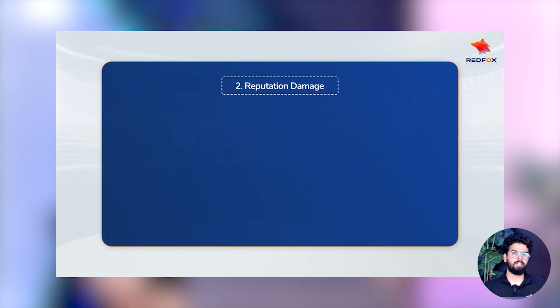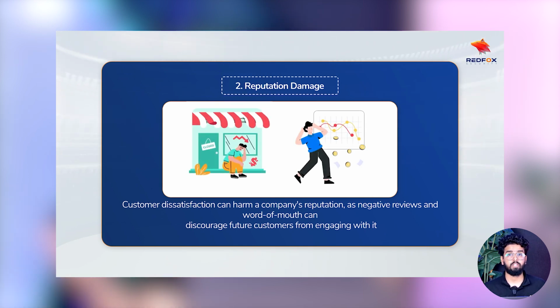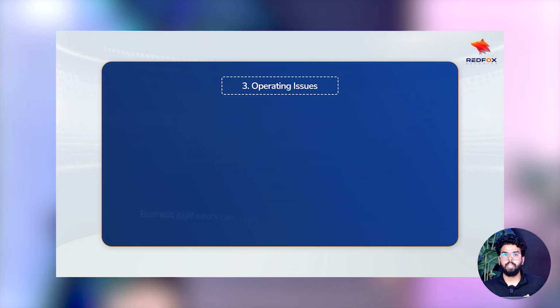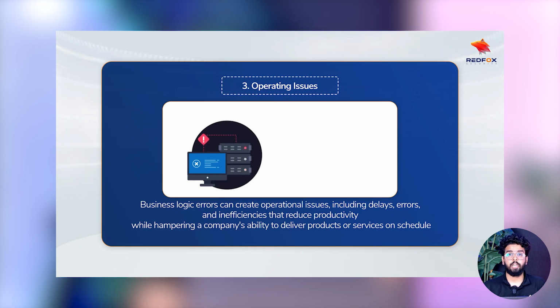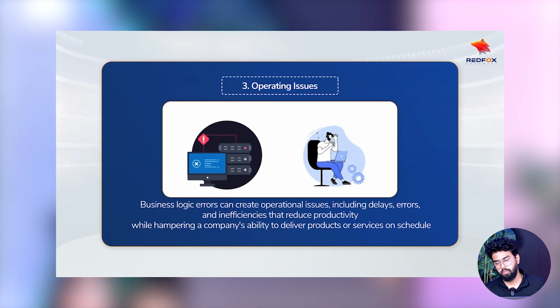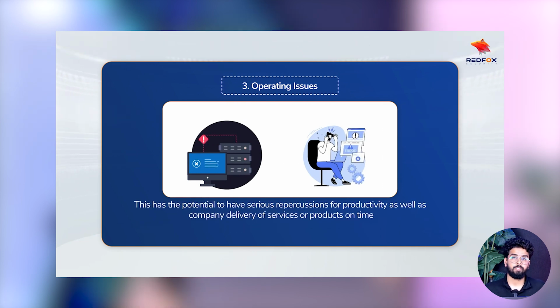Second is reputational damage. Customer dissatisfaction can harm a company's reputation, as negative reviews and word of mouth can discourage future customers from engaging with it. Third are operating issues. Business logic errors can create operational issues including delays, errors and inefficiencies that reduce productivity while hampering a company's ability to deliver products or services on schedule. This has the potential to have serious repercussions for productivity as well as the company's delivery of services or products on time.